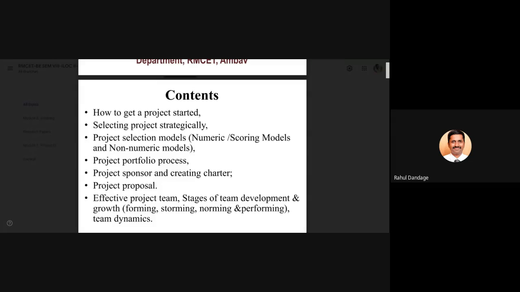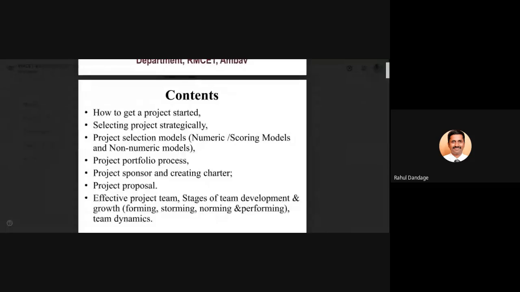The next part is about the project portfolio process, then project sponsor and how to fulfill the project charter, then project proposal, effective project team, and the stages of team development and growth. There are certain standard activities for team development and growth, which are forming, storming, norming, and performing. How these activities are to be executed, and the concept of team dynamics. So this is all about the contents which have been prescribed by the university for module number 2, that is initiating projects.